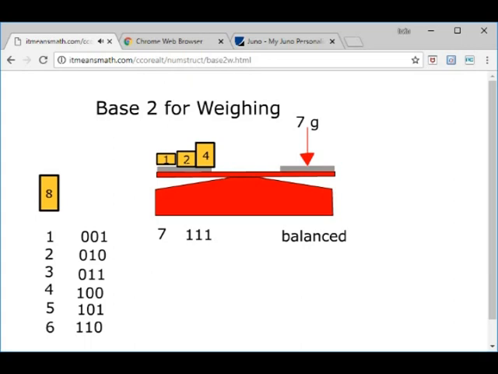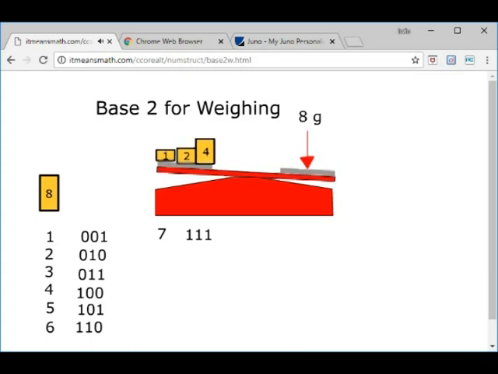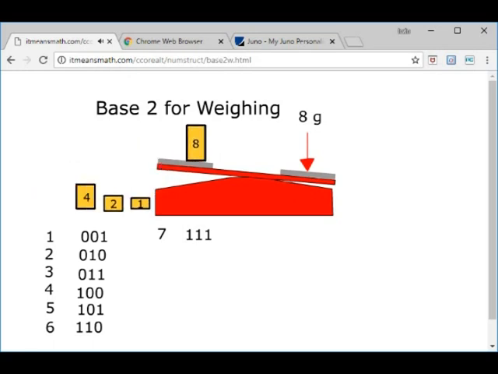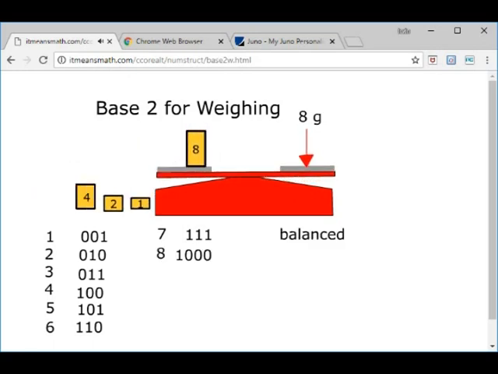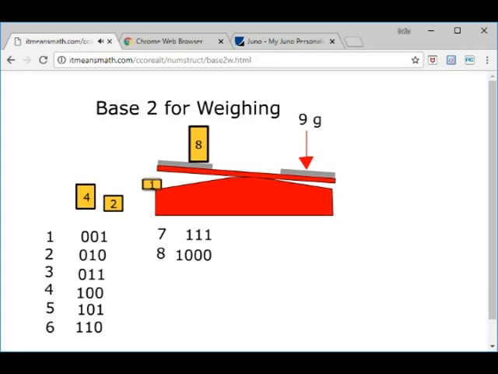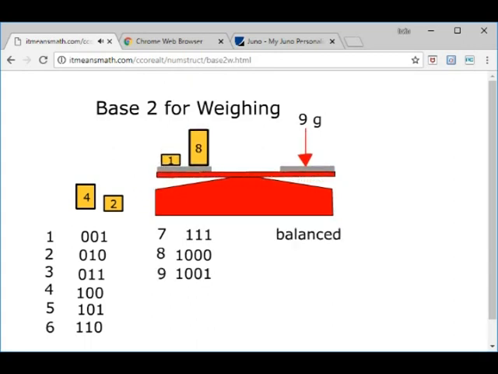To measure 7 grams, we have to add another gram. 1 plus 2 plus 4 is 7. And we see that we have a 1 for each one of those weights in the 4, 2, and 1 positions. To weigh 8 grams, we need an 8-gram weight.